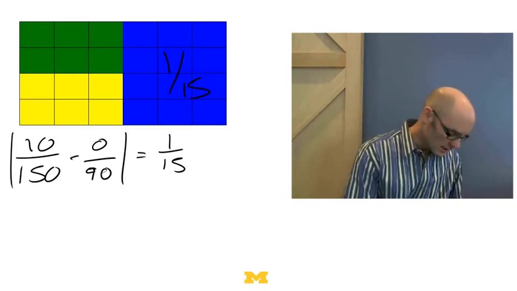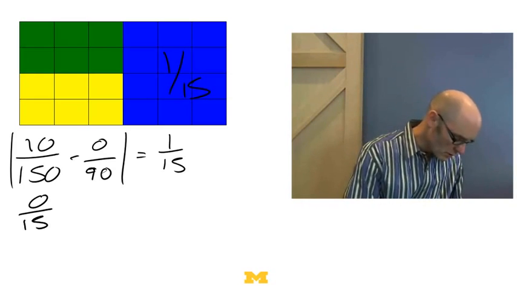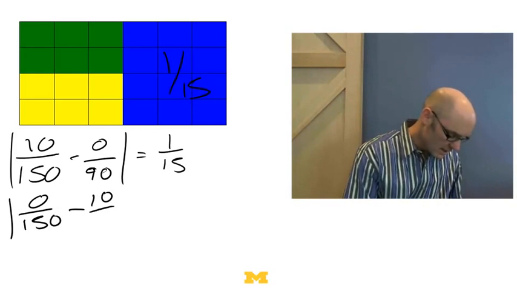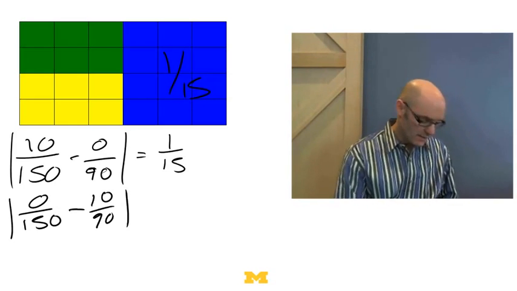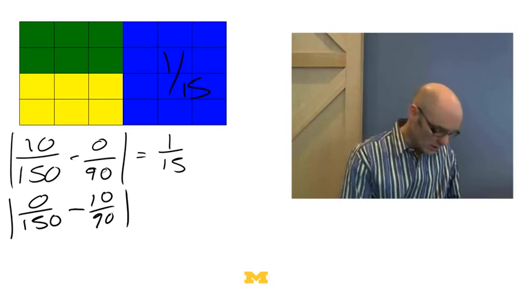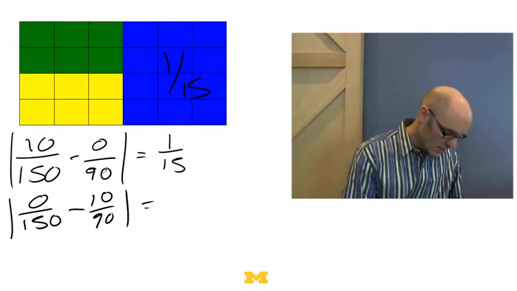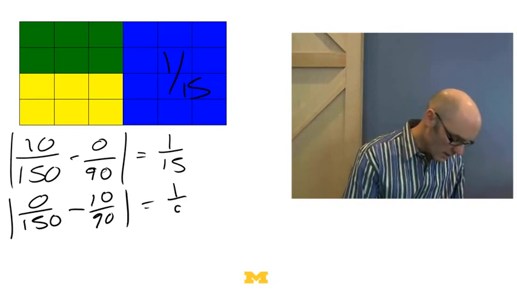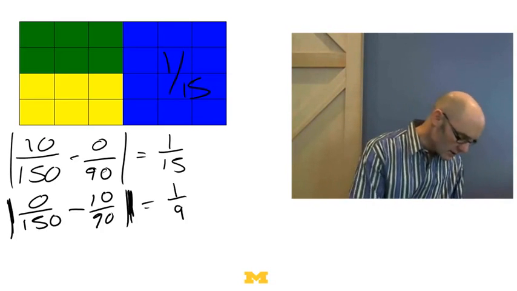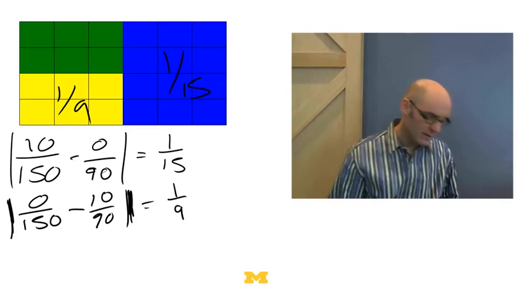Now in these yellow blocks right here, there are no blue people, no rich people. So that's 0 over 150. But there are 10 yellow people, or poor people. So that's 10 over 90. So there are way too many yellow people than there should be proportionally. And so if I take 0 minus 10 over 90, I get 1/9. Remember, because I've got these absolute value signs here, everything becomes positive. So in these districts, these blocks are 1/9.